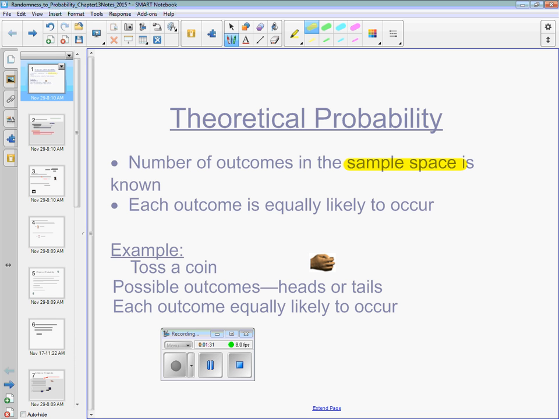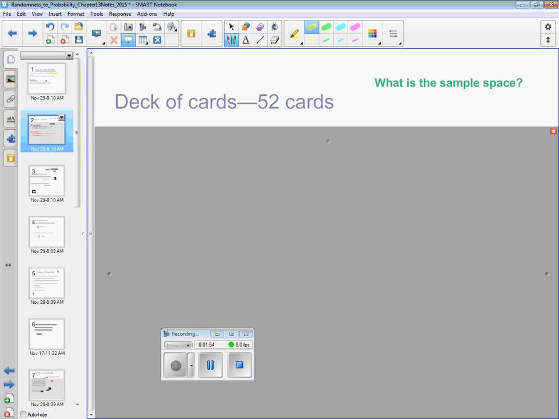Theoretical probability is when each outcome is equally likely to occur. We have things like tossing a coin or rolling a die. In terms of a coin, it would be 50-50. On a die, it would be 1/6. Each side has 1 out of 6 chances of coming up, that kind of thing. Okay? We already know this because we did this during Flex.